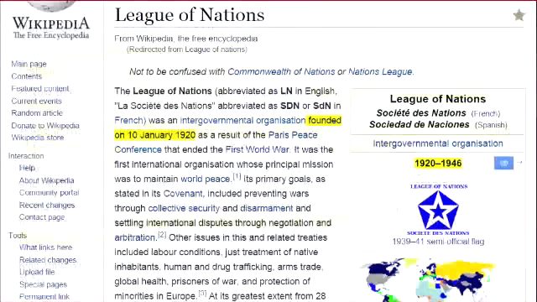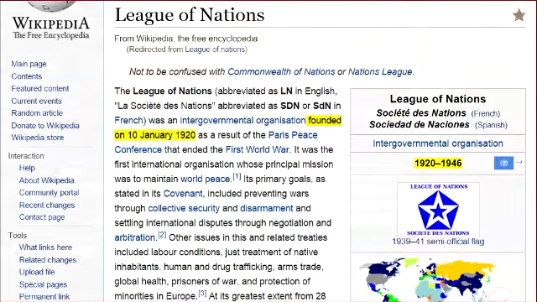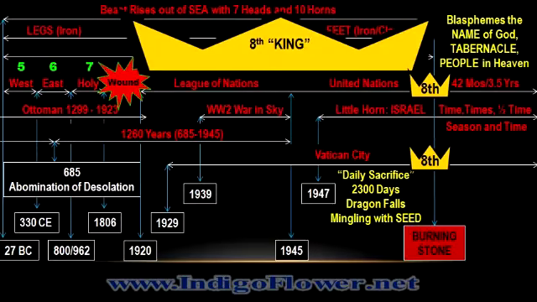In 1920, the League of Nations was established, whose sole declared purpose was to maintain peace throughout the world. The League of Nations rose in 1920 in the latter time of the fourth kingdom that came out of Greece, and it came in the name of peace. The rise of the League of Nations, therefore, was an exact fulfillment of the rise of the eighth king in Daniel 8.